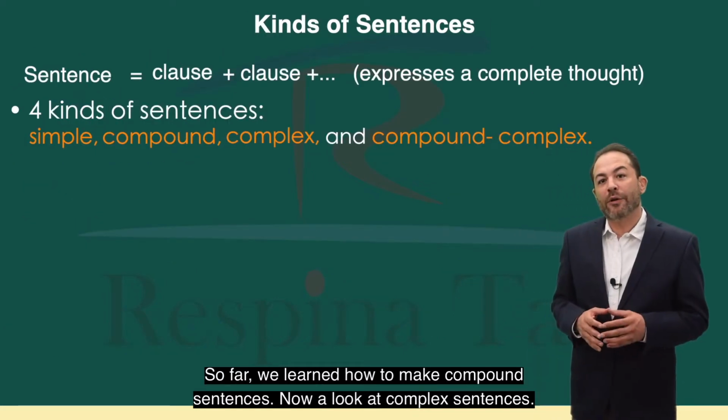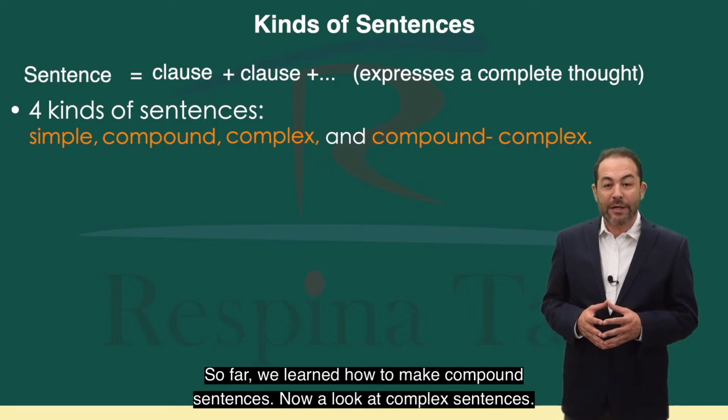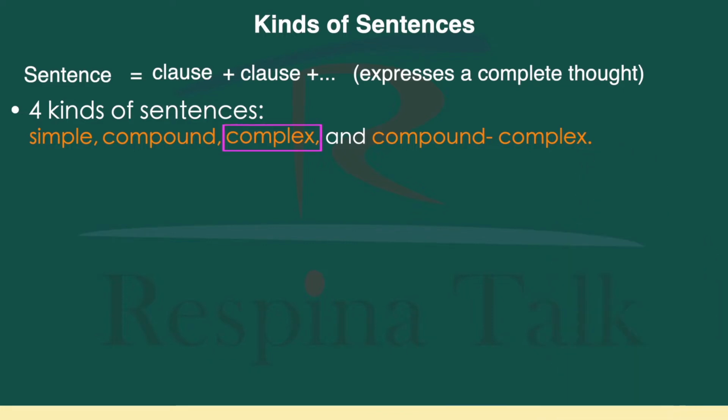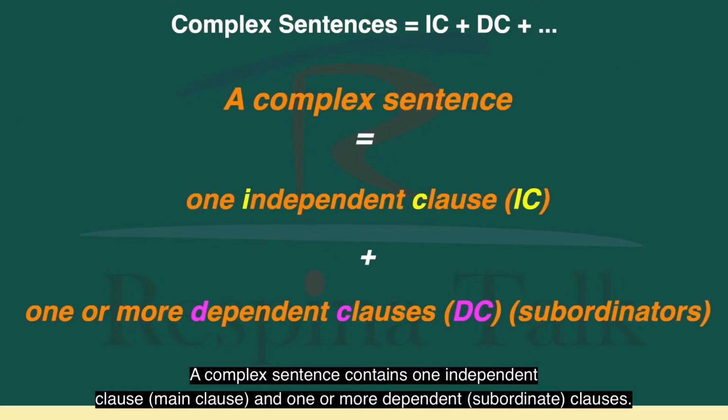So far, we learned how to make compound sentences. Now a look at complex sentences. Here's a basic complex sentence structure. A complex sentence contains one independent clause, or the main idea, and one or more dependent or subordinate clauses.